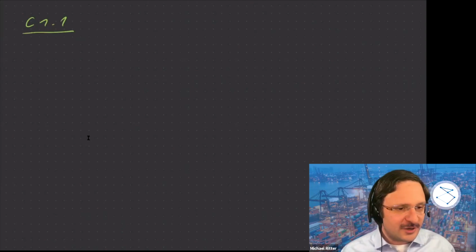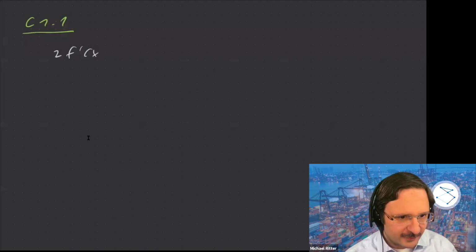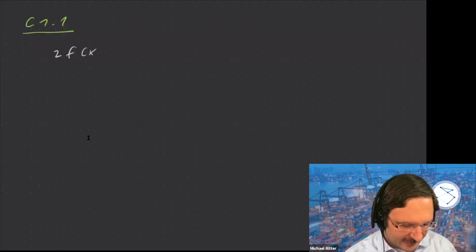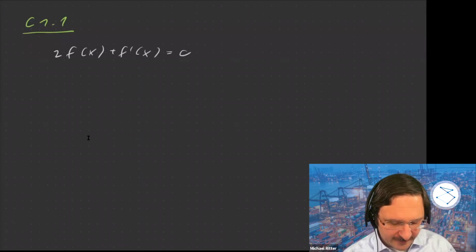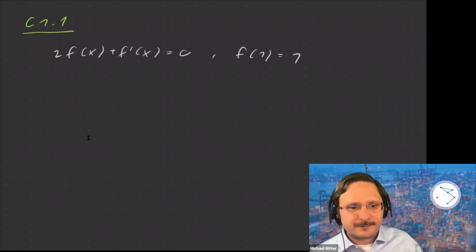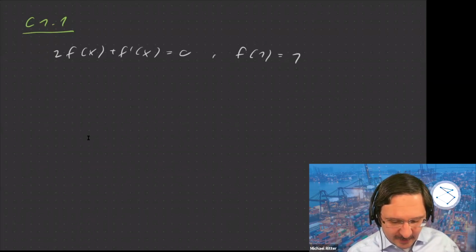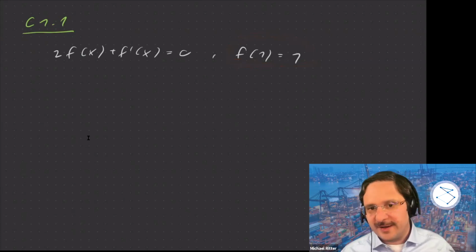Problem number 1, C11, is about differential equations, specifically the differential equation 2f of x plus f prime of x equals 0. And we do have an initial value too, and that initial value is f of 1 equals 1. So we're looking for a solution to this differential equation that also satisfies this initial value condition.